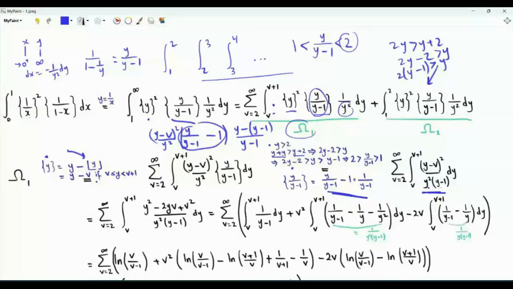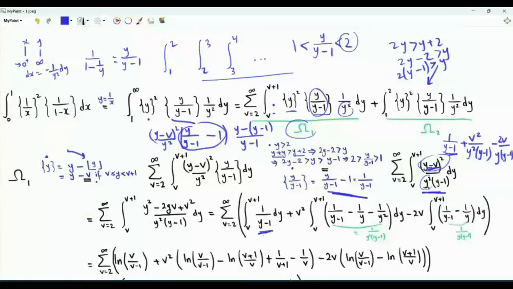Downstairs we have y squared times y minus 1. When we expand the numerator, we have y squared, and we have y squared in the denominator, so we have 1 over y minus 1. We also have v squared. We get v squared divided by y squared times y minus 1. And then there is minus 2yv in the numerator, which is minus 2v. And then in the denominator, we have y times y minus 1.